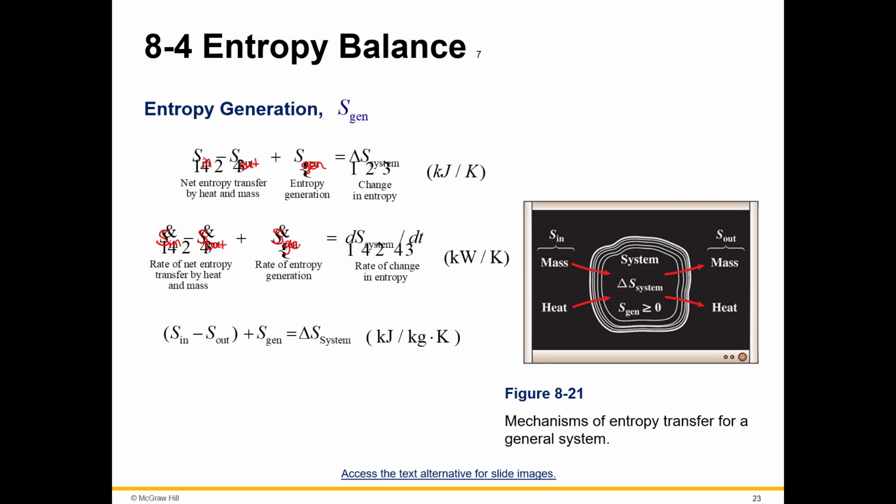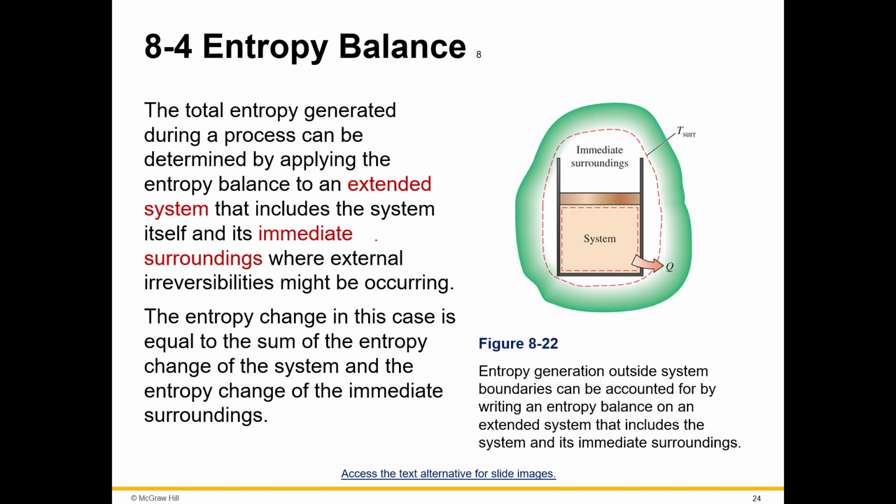S generated. And this is of the system. These are just the formulas, but these are mechanisms of energy transfer for a general system. The total entropy generated during a process can be determined by applying the entropy balance to an extended system that includes the system itself and its immediate surroundings, where the external irreversibilities may be occurring.